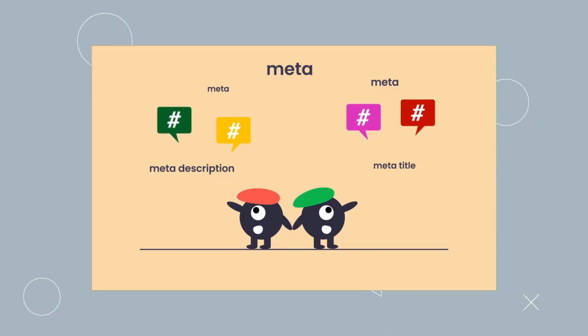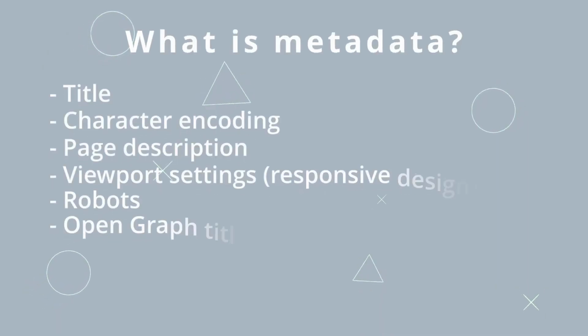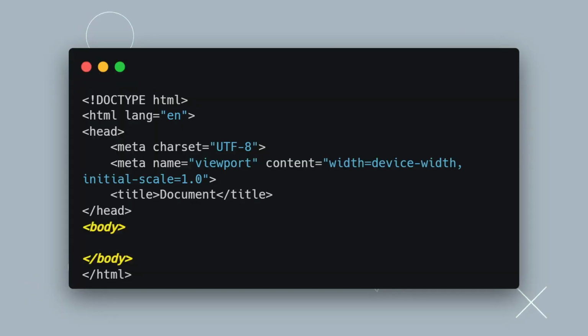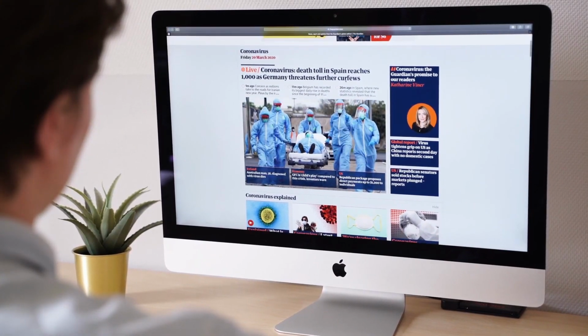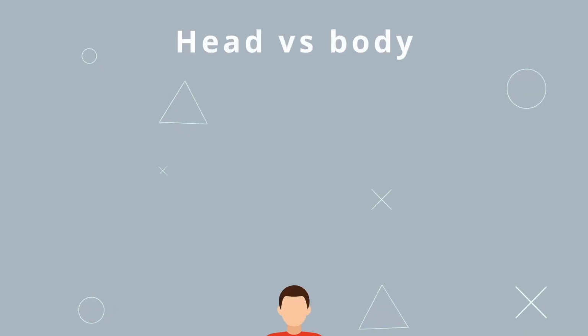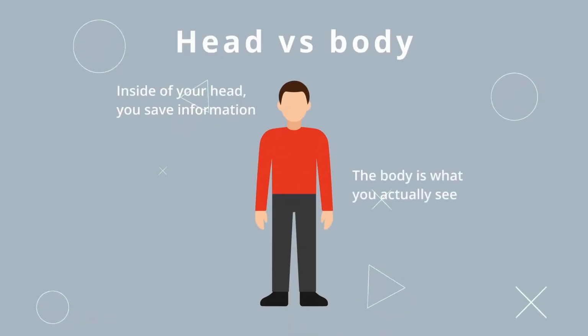Metadata is basically the information about the page that isn't shown directly, like the title, the description, or the character set, for example. Inside the body, you put the visible content of the page. Text, images, links, so basically everything the viewer sees in the end. Think of it like this. The head includes all of the information, while the body is what you actually see. So that's the basic structure of every HTML file.